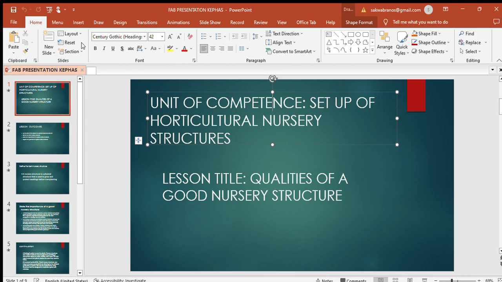Today I'll be taking you through a unit of competence that is set up of horticultural nursery structures, and our lesson is qualities of a good nursery structure.